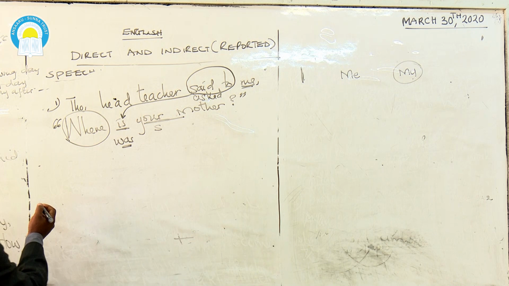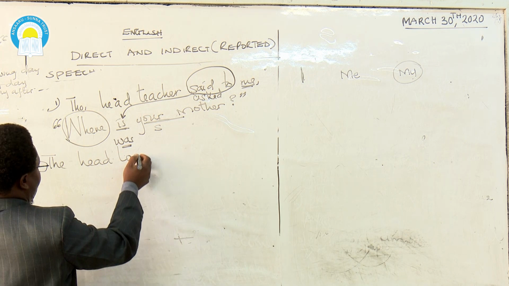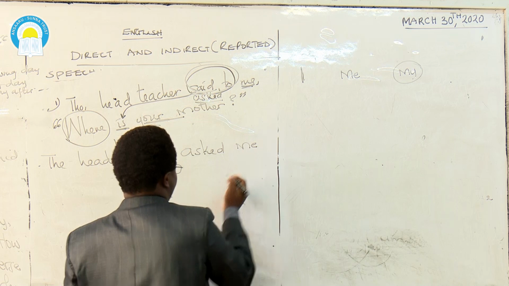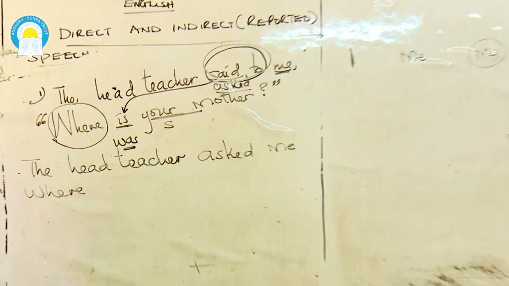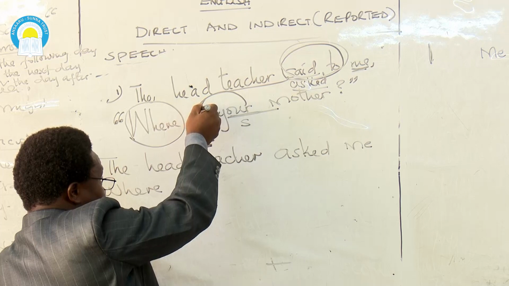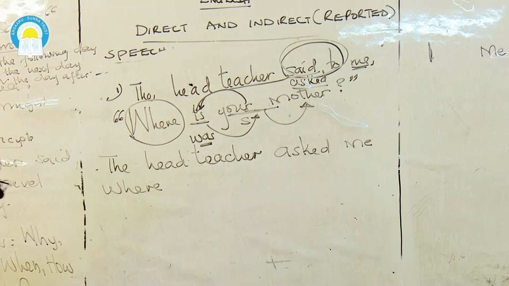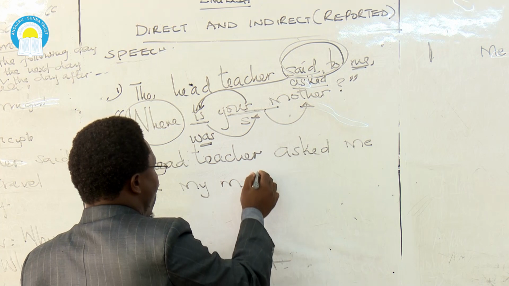Therefore, the sentence becomes, the head teacher asked. Instead of said to, it becomes asked. Me remains. Asked me where. There is a reverse order between your and is. Is is a verb. Your is the object attached to the mother, possessive. So where my mother was.